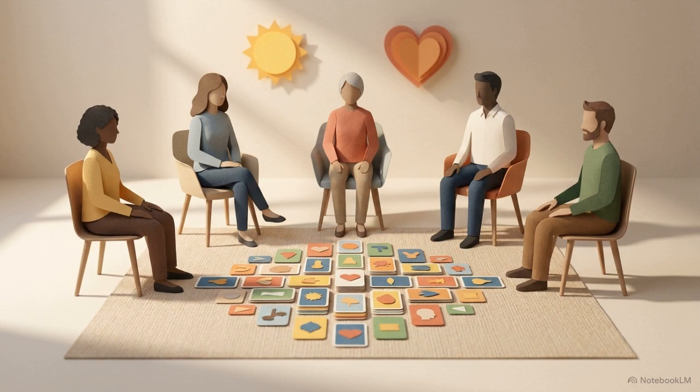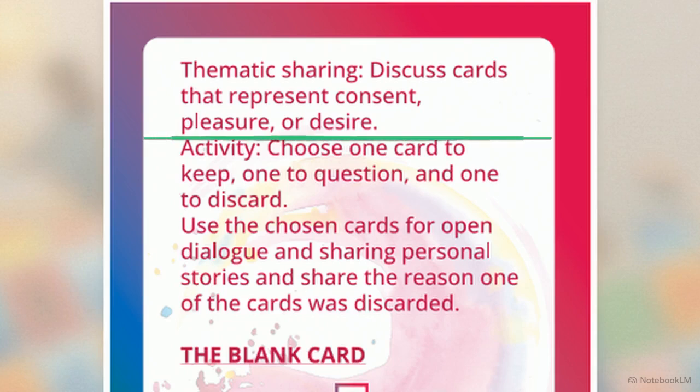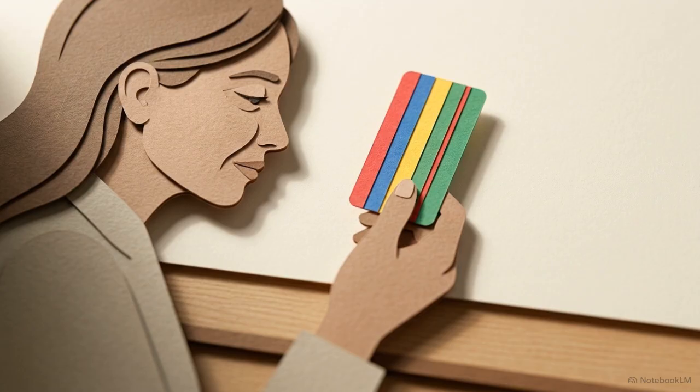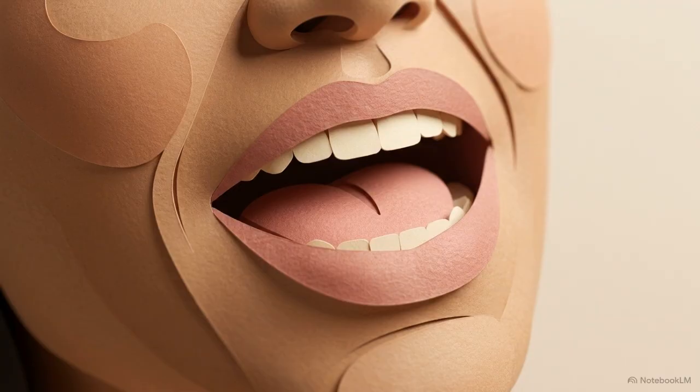For group work, the cards provide a way to break the ice in communities where sex is not openly discussed. You can use thematic sharing by asking the group to discuss cards representing broad concepts like consent or pleasure. This allows the group to explore these topics collectively before moving to individual experiences. In both settings, the cards act as a buffer. They absorb the conflict and tension, allowing for a level of honesty that verbal dialogue alone might not sustain.